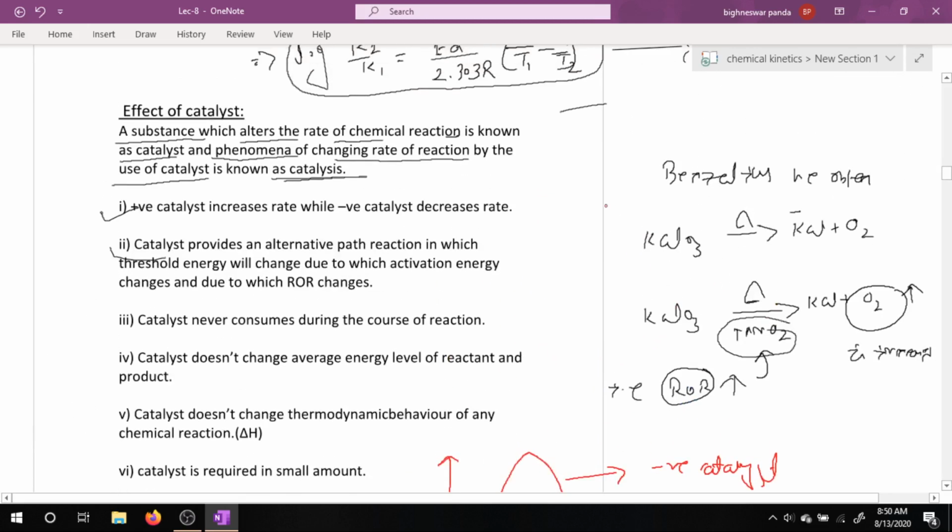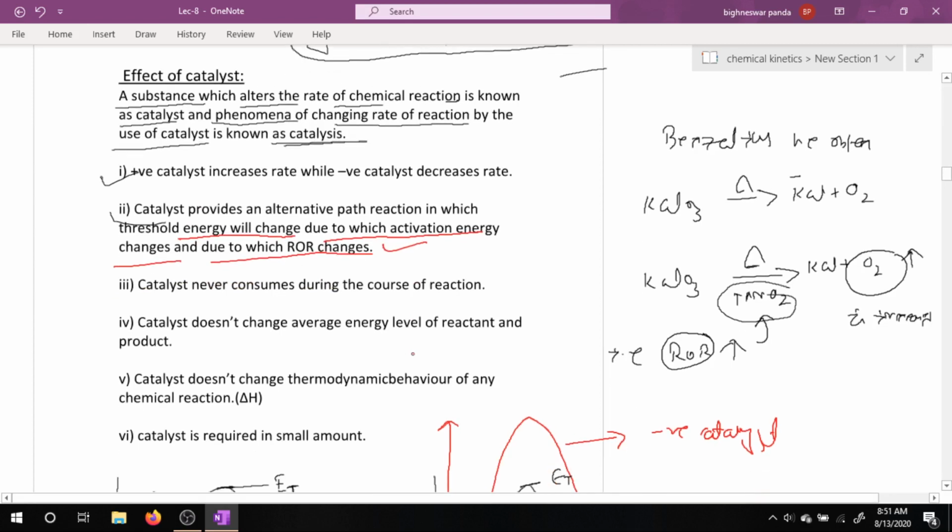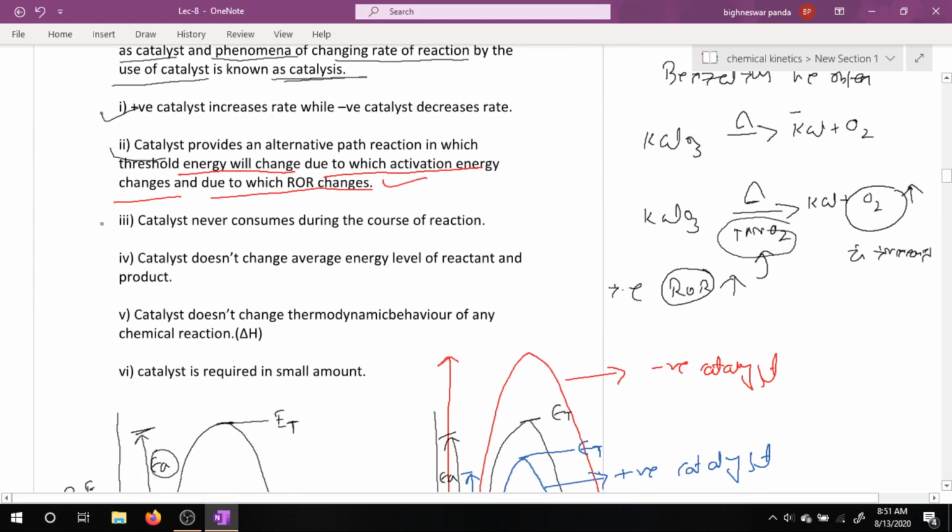So we have the point: positive catalyst increases rate while negative catalyst decreases rate. So what is the role of catalyst? A catalyst provides an alternative path for the reaction in which the threshold energy will change, due to which the activation energy changes, and due to which the rate of reaction also changes. Then the next point: a catalyst is never consumed during the course of the reaction. That is also true, because a catalyst does not participate in the chemical reaction, but it can alter the reaction.